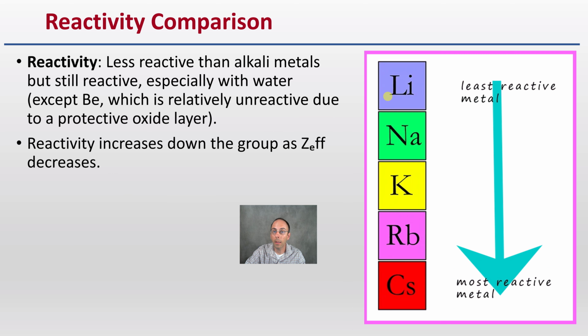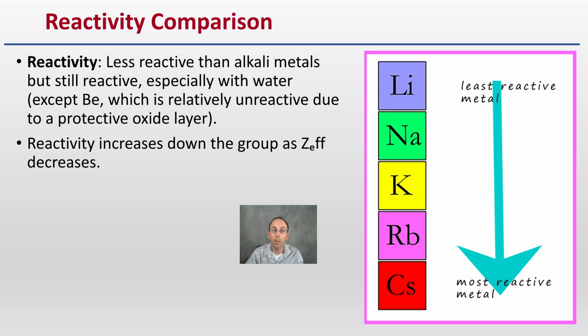Now here we can see an example of the alkali metals. They do have a comparison that, again, while alkaline earth metals are less reactive than these alkali metals, they are still reactive with water. And they are least reactive at the top and increase their reactivity as we go down the family.